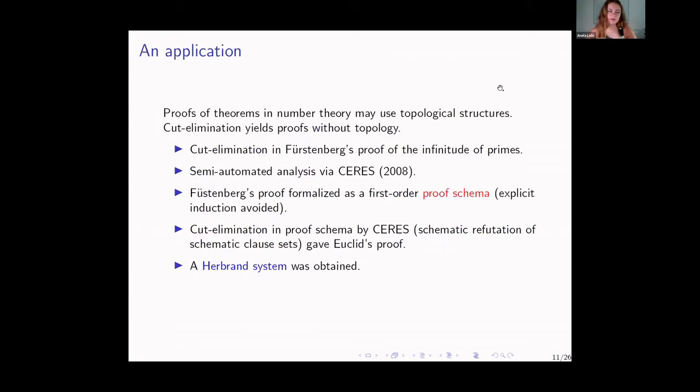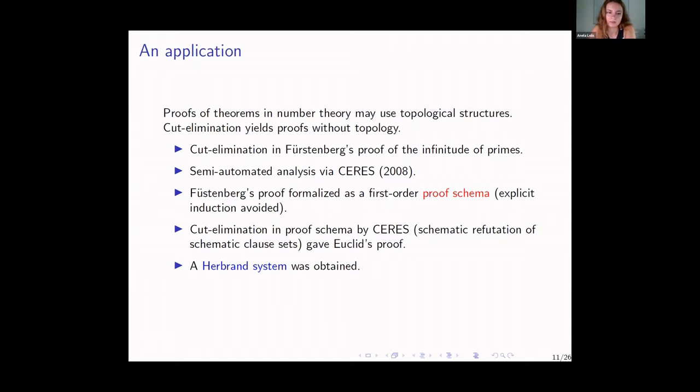Here I have an interesting application of CERES. This is already from some years ago, 2008. So this is again a proof in number theory that uses topological structures, which is called Fürstenberg's proof of the infinitude of primes. So this is a rather complicated proof using topological structures. And this proof was analyzed using the CERES method, well, not in an automated way. It was semi-automated. Major parts of the method had to be performed by hand.